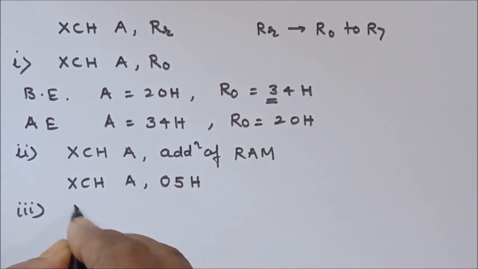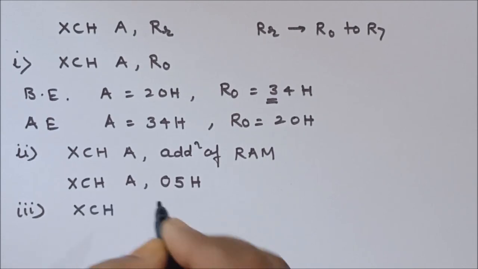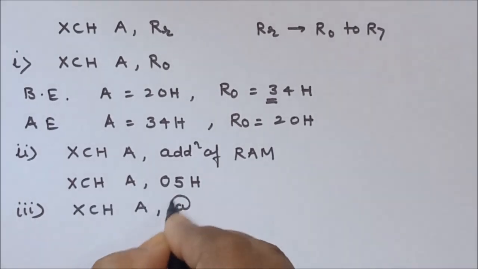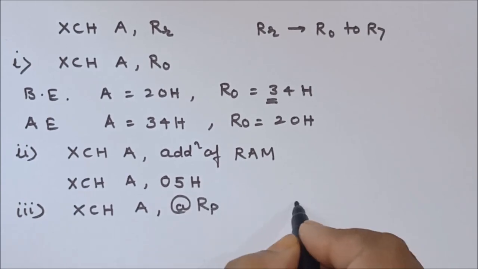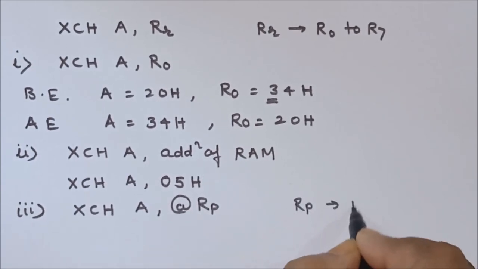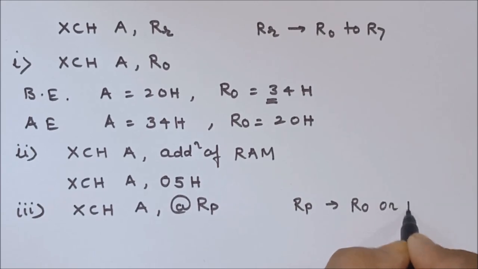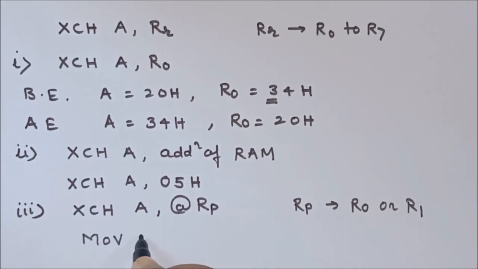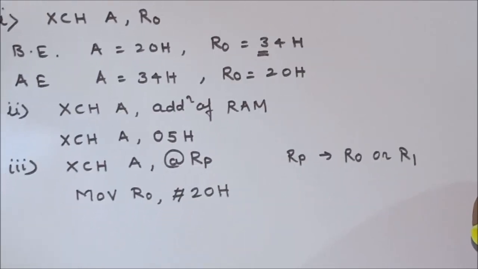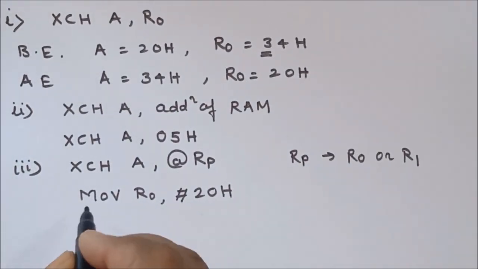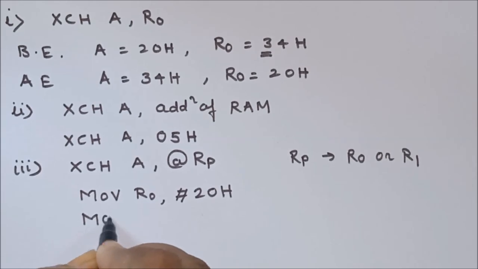Third is indirect addressing mode. Here we can use XCH A, @Ri. Ri means we can use only register R0 or R1. So for example, first we have to store address of memory location in register R0. Suppose in R0 20H is stored. Now we can use 20H as the address of memory location and exchange contents of 20H memory and accumulator.